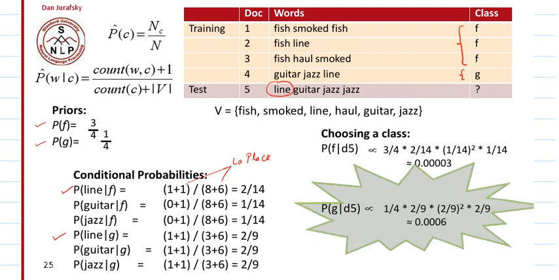So if line is the target word and I wish to identify whether it is a fish line or a guitar jazz line, I can predict that F given d5 is 0.003 and G given d5 is 0.006. So the predicted class is G. Predicted sense is G.